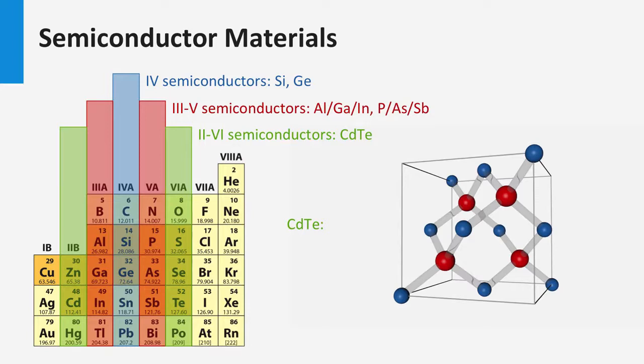Another group of semiconductor materials are the so-called 2-6 semiconductor materials, like cadmium telluride. 2-6 semiconductors consist of 2 elements. One element has 2 valence electrons, the other element has 6 valence electrons. These materials can form a diamond cubic crystalline lattice as well. In the crystalline lattice shown here, the cadmium atoms are the blue atoms and the tellurium atoms are the red atoms. So every cadmium atom is bonded to 4 tellurium atoms, and every tellurium atom is neighboring a cadmium atom.